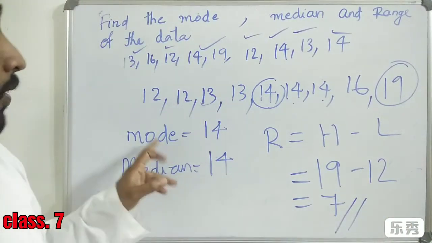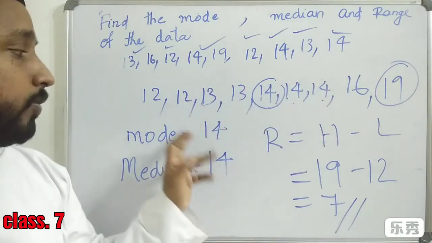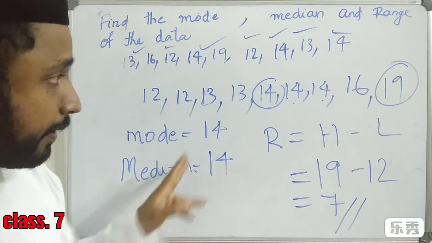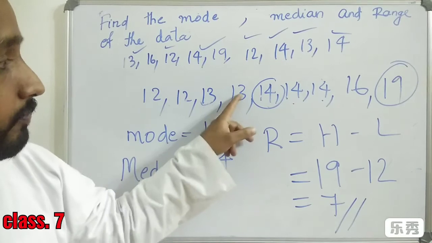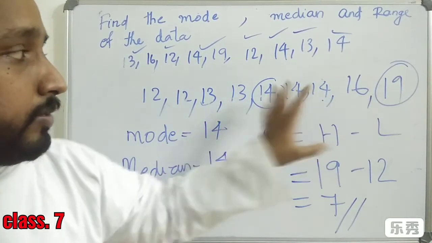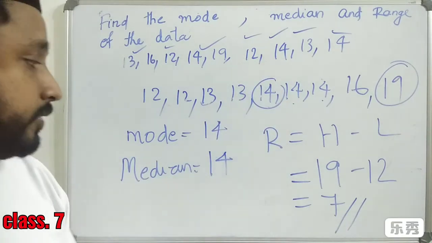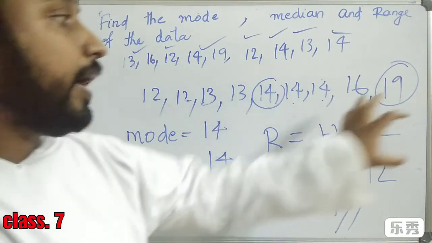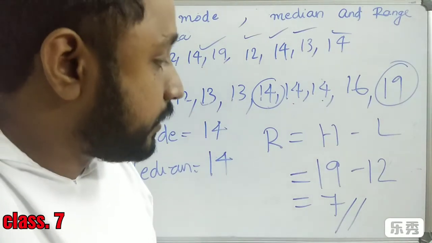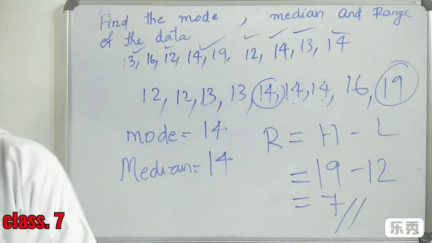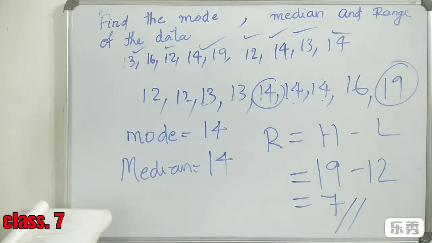So mode means the highest occurring observation. 14 comes 3 times, so the mode is 14. Median is the middlemost observation: 4 to the left and 4 to the right, 14 comes in the middle. So the median is 14. Range means highest observation minus lowest observation, so the range is 7. So we can easily do problems related to mode, median and range.